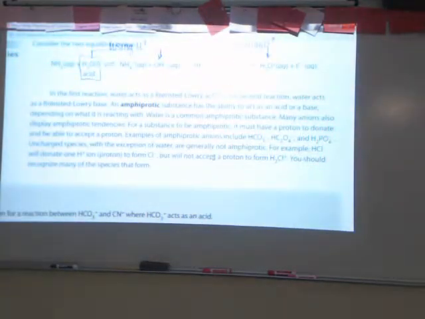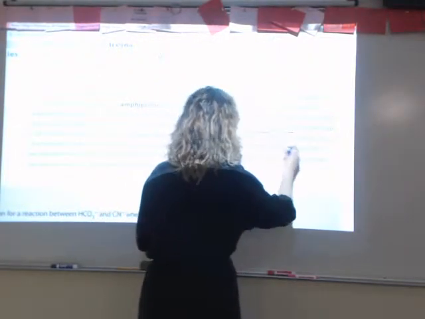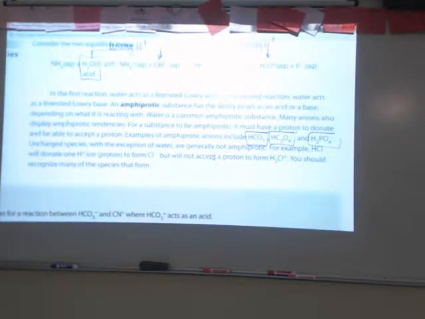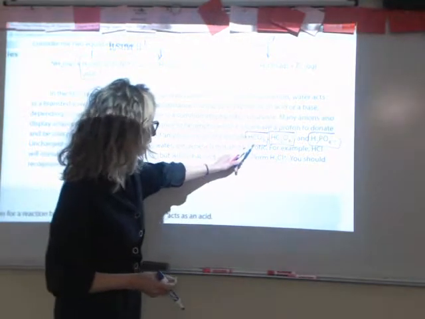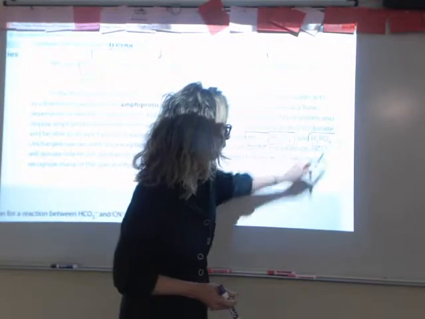So I would definitely know that water is amphiprotic, and there are uncharged species, so things that don't have a charge on them tend to not be amphiprotic. What you should do is probably pay attention to substances that have negative charges on them. So anions, generally speaking, are going to be substances that can accept a proton or a hydrogen ion and donate one. So they've given you some examples of amphiprotic anions. This is the bicarbonate ion. This is HC2O4 -1, and this is H2PO4 -1.